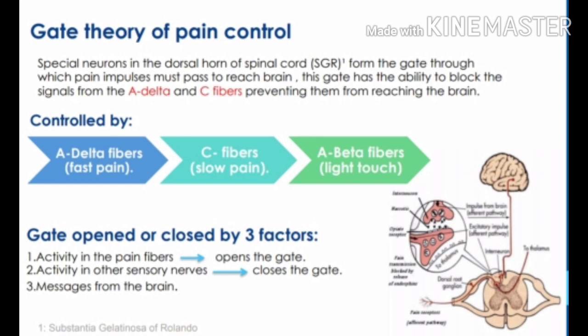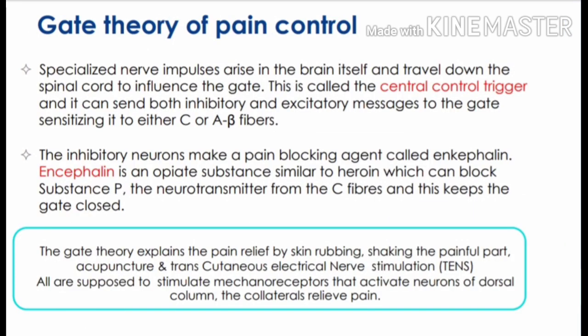It is controlled by A delta fibers conducting fast pain, C fibers for slow pain, and A beta fibers that are concerned with light touch. In the gate theory of pain control, specialized nerve impulses arise in the brain itself and travel down the spinal cord to influence the gate. This is called the central control trigger, and it can send both inhibitory and excitatory messages to the gate, sensitizing it to either C or A beta fibers.